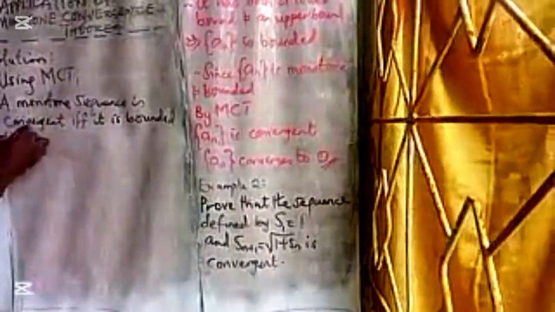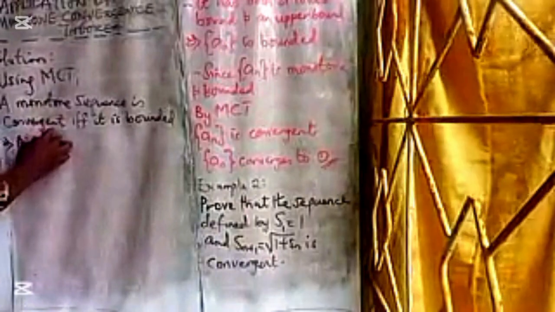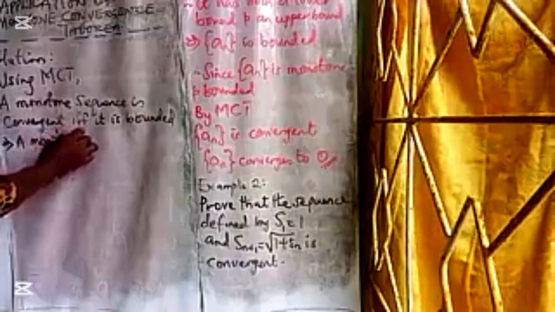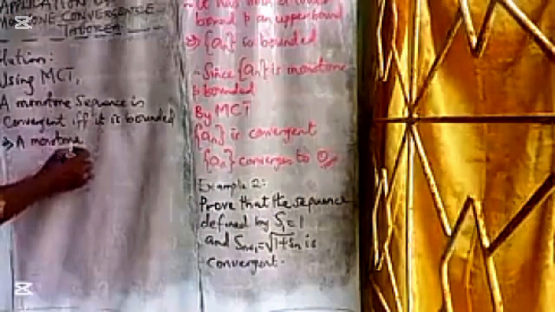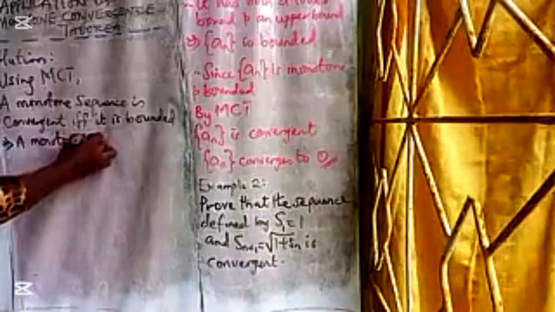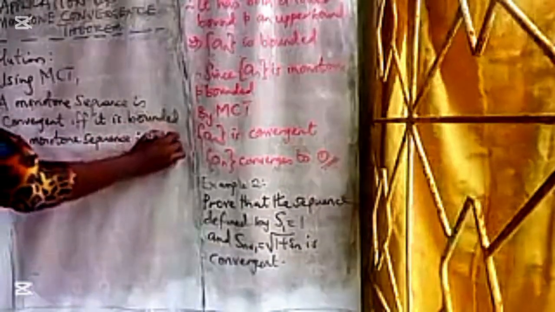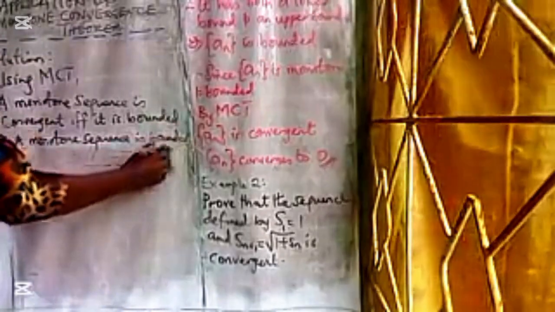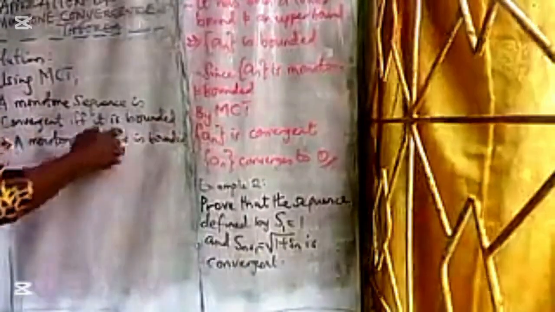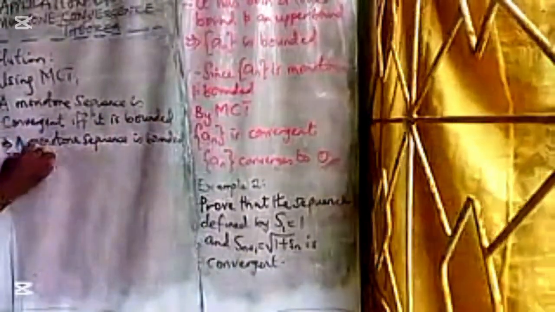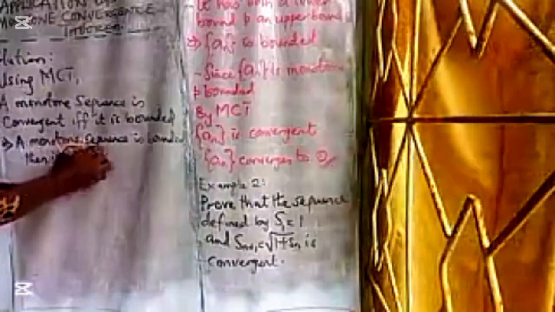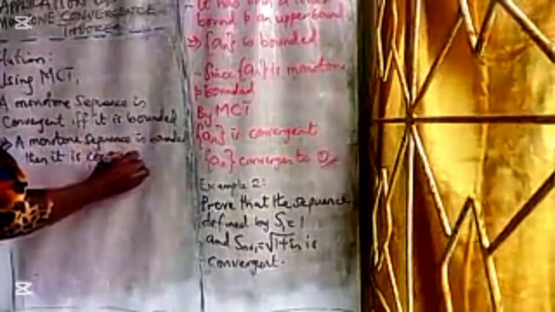And that implies that what? A monotone sequence is bounded. If a monotone sequence is bounded, then it is convergent.